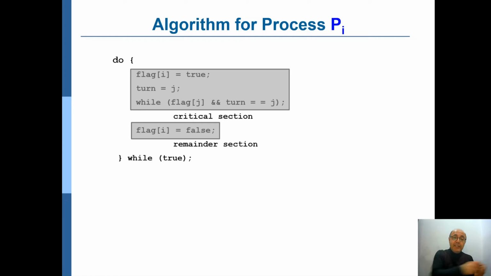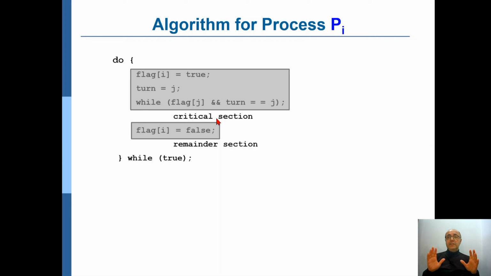Okay? Now, at that point, when P1 gives the turn to process P0, the flag would be true from the point of view of P0. Flag 1 is true. But turn is not 1 anymore, because P1 gave the turn to P0. Therefore, it's not equal to 1. So this second condition fails. And since this is an AND operation, this condition is false. Therefore, P0 goes into the critical section.